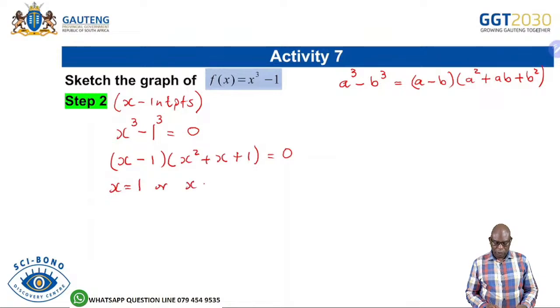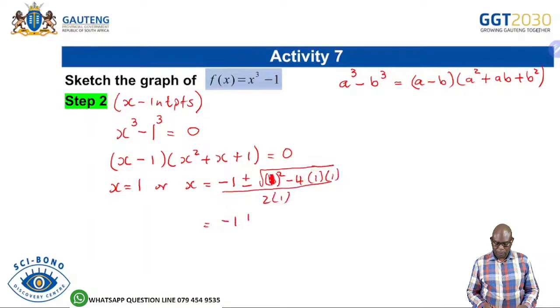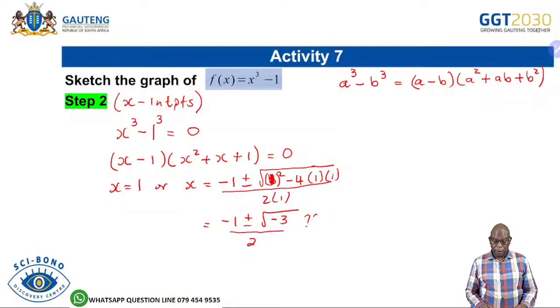Or if I use the quadratic formula, I'll get minus 1 plus or minus the square root of b squared, which is going to be 1 in this case, minus 4 into 1 into 1, divided by 2 into 1. So I'll get minus 1 plus or minus the square root of 1 minus 4, which is minus 3, all over 2.